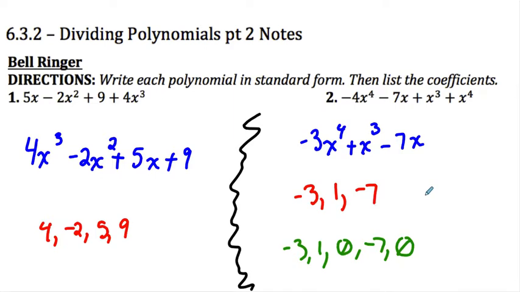Now, if you watch the video from 6.3.1, like I said, if you're missing any terms, you need to fill those in with zeros. So if we look here, we're missing an x squared term, right? There's no x squared term here, and there's also no term without a variable. So when I wrote it down here in green, I filled in a 0 for the x squared and a 0 for the number with no variable, and you'll see why when we do these examples. So let's just jump right into these examples.